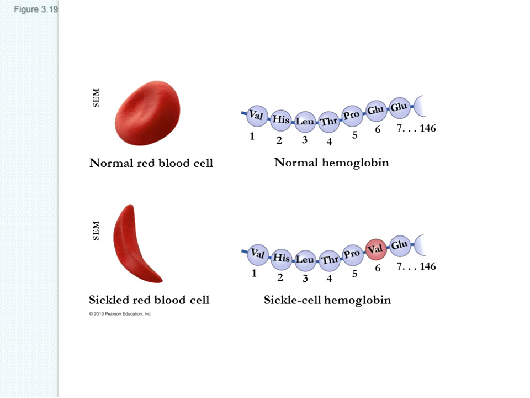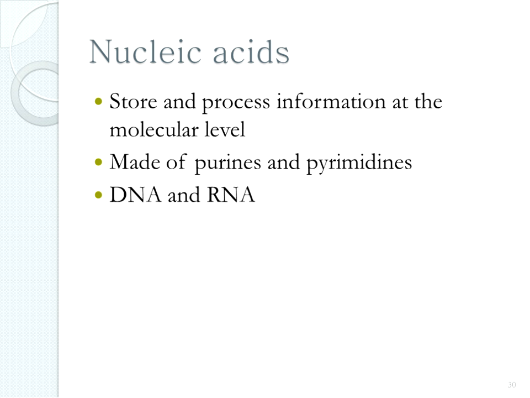The amino acid sequence is determined by the DNA. We're going to go through a couple of chapters where we talk about DNA. We're going to talk about how DNA determines the amino acid sequence of a protein. And if the DNA changes, the amino acid sequence changes. So a mutation in the DNA can lead to a misfolded protein, and that can cause a disease process.